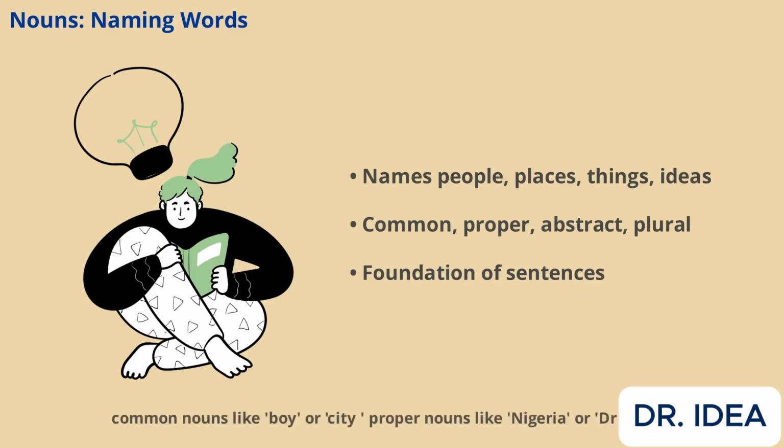There are different types: common nouns like boy or city, proper nouns like Nigeria or Doctor Idea, abstract nouns like love or courage, and plural nouns like books or children. Whenever you talk about something or someone, you're using a noun. Nouns are the foundation of every sentence.